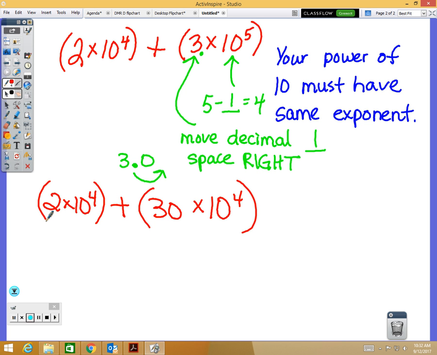Okay, so once again, the reason that I moved it is because this exponent and this exponent have to be the same. So my biggest exponent is the one that I'm going to change. And to change a 5 to a 4, I can subtract 1. And since I'm subtracting 1, I need to move my decimal 1 space, and we're moving it to the right. So it started out right behind the 3, and when I move it 1 space, now that 3 is becoming a 30. Okay?